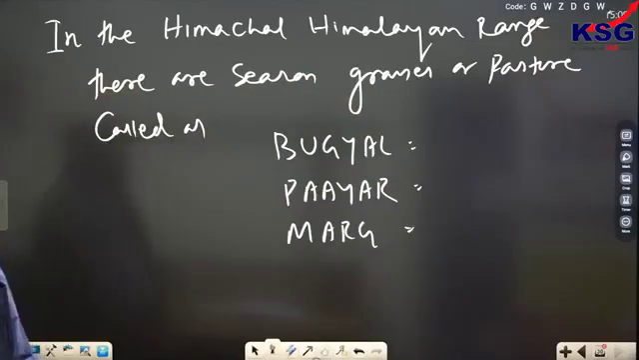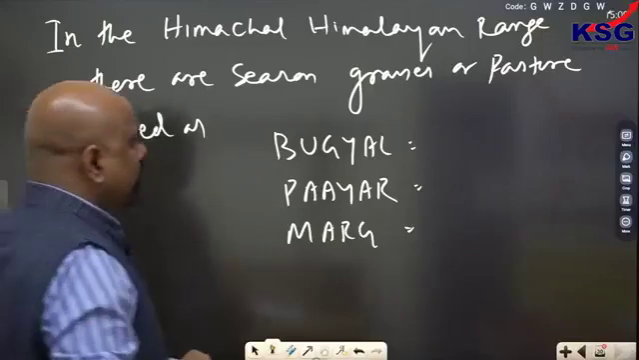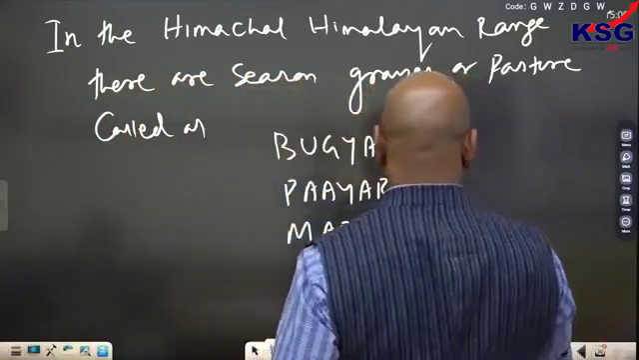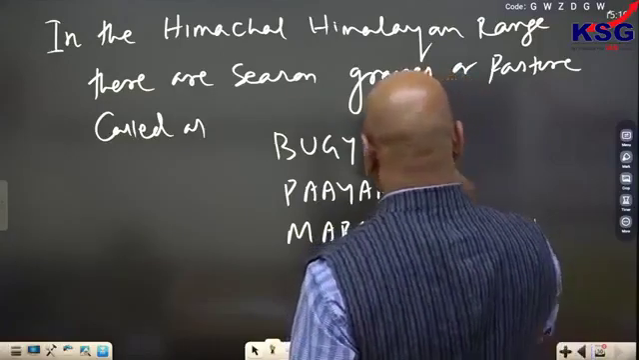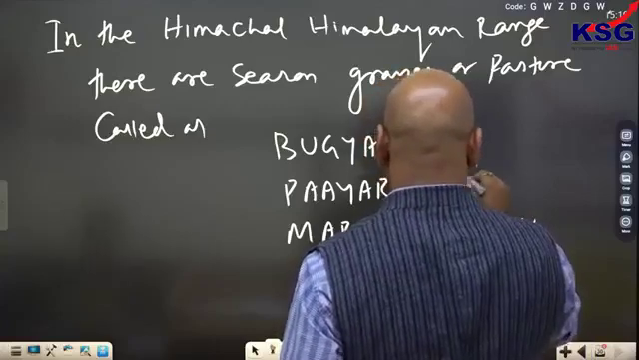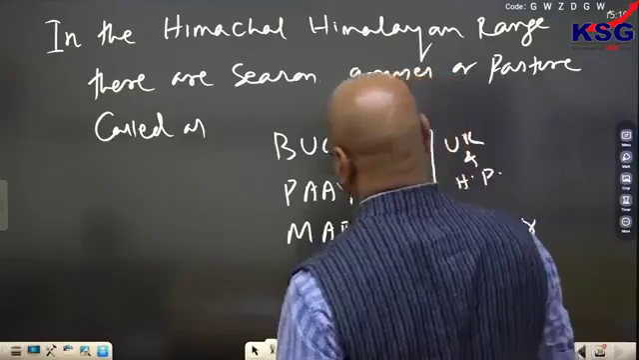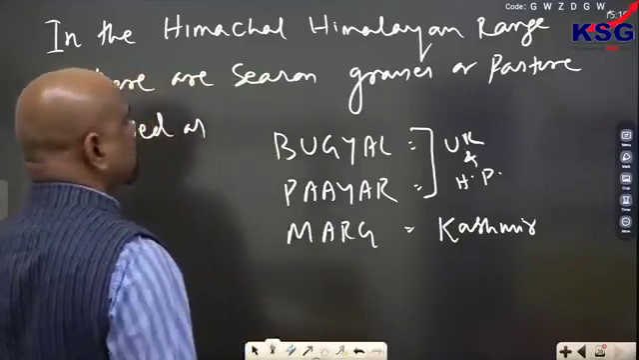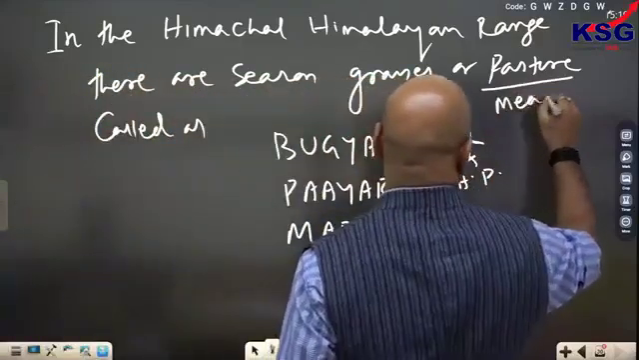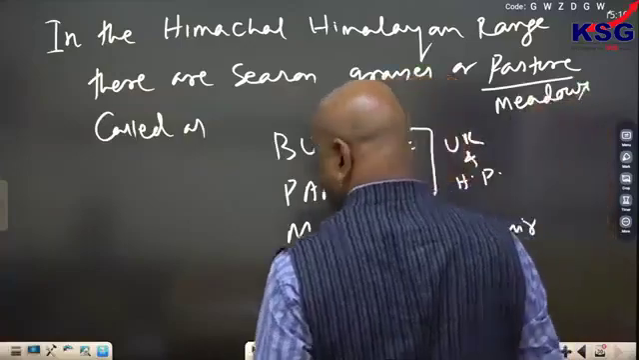Bugyal or payar in Uttarakhand. Bugyal or payar in Uttarakhand. Okay, and in Kashmir known as marg. मार्ग में काश्मीर में बोलते हैं. ये उत्तराखंड एंड हिमाचल प्रदेश, they are called as bugyal or payar. These are pasture meadows.